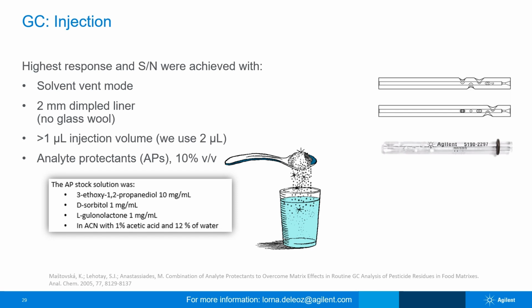And last is the use of the analyte protectants to increase sensitivity and maintain robustness and ruggedness with hydrogen carrier gas. We use the following recipe from the 2005 paper by Mastovska, Lehotay, and Anastasiades, which includes 3 components diluted in the mixture of acetonitrile with acetic acid, and their work was done with helium, but the effect of the analyte protectants becomes even more prominent with hydrogen carrier gas.